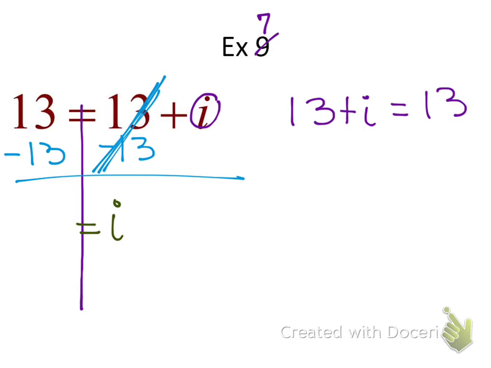Here's where I'm actually solving. Well, I canceled that out over here. But remember, I'm solving for the variable I to see what number represents that I. So what is 13 minus 13? You can't just show that it cancels. You have to show the number that it represents.